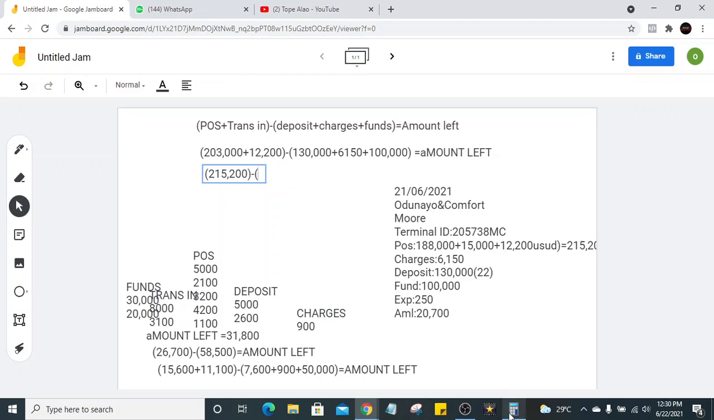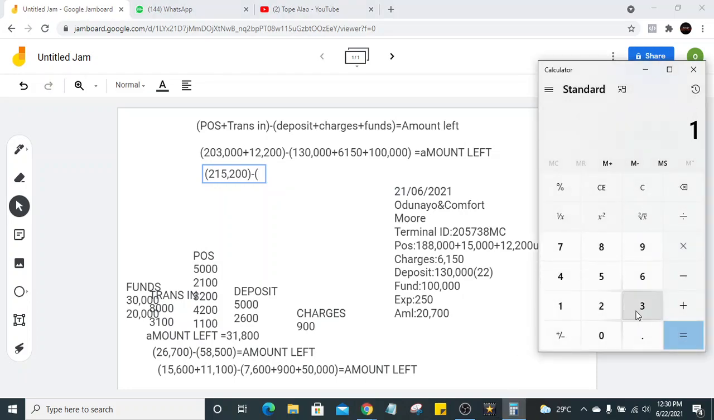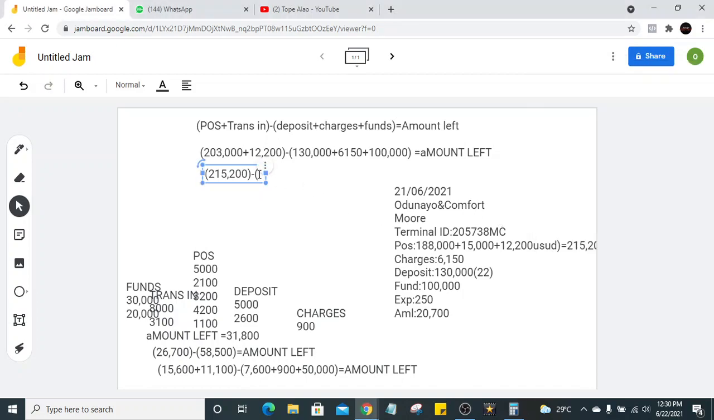So bracket again. You add 130,000 plus 6150 plus 100,000. So equals 236,150. Let's put a comma there. So equals amount left. I'm mixing small letters again, let's leave it that way.